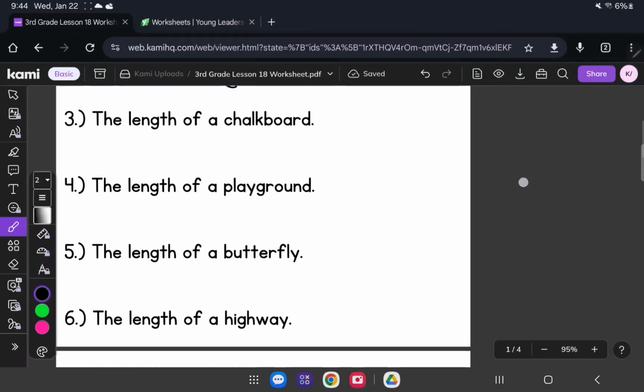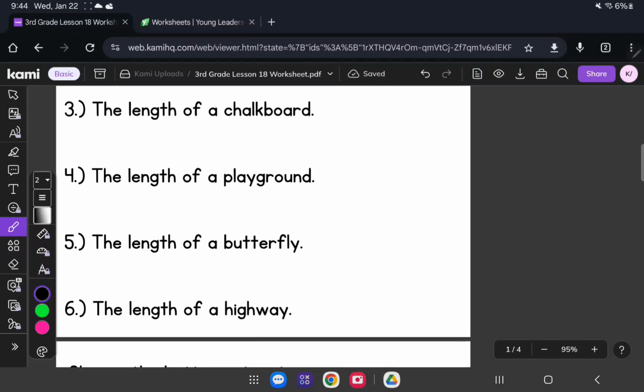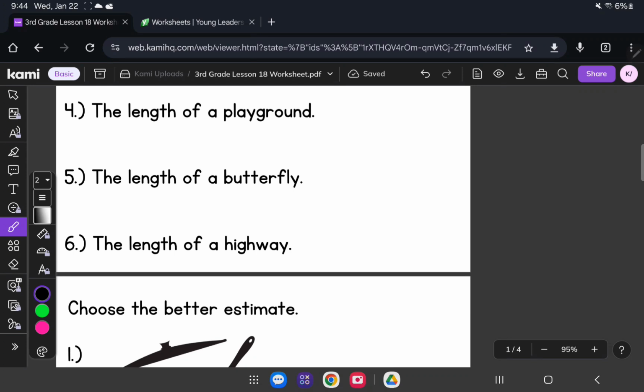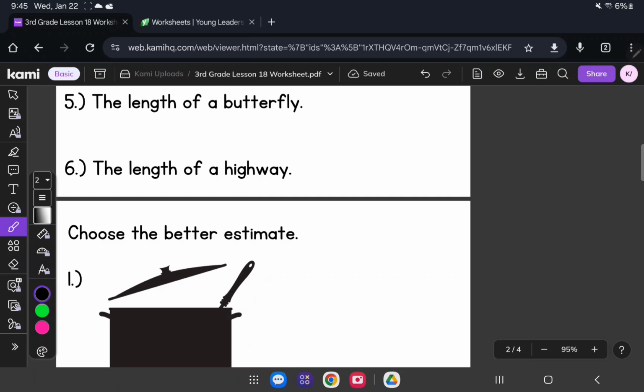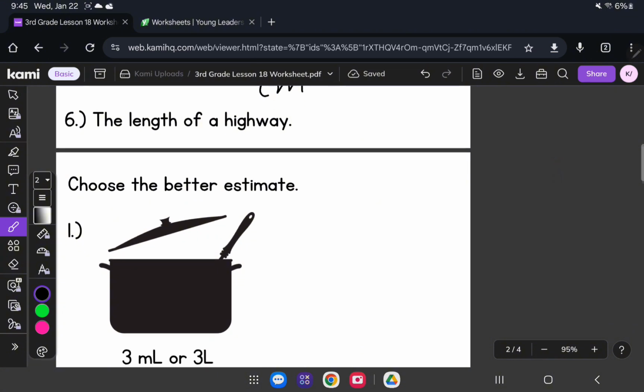The length of a chalkboard is really big, but it's not as big as you would measure for a kilometer, so you would want to put meter. The length of a playground. A playground is really big and there's a lot of space around it, so we would want to use kilometer. The length of a butterfly. A butterfly is still pretty small, so we would want to use centimeters. And the length of a highway. A highway is really long and it can go on for a while, so we will want to use kilometers.